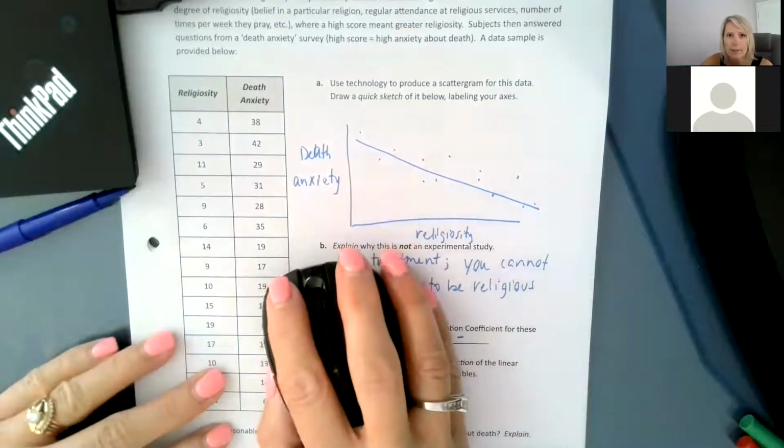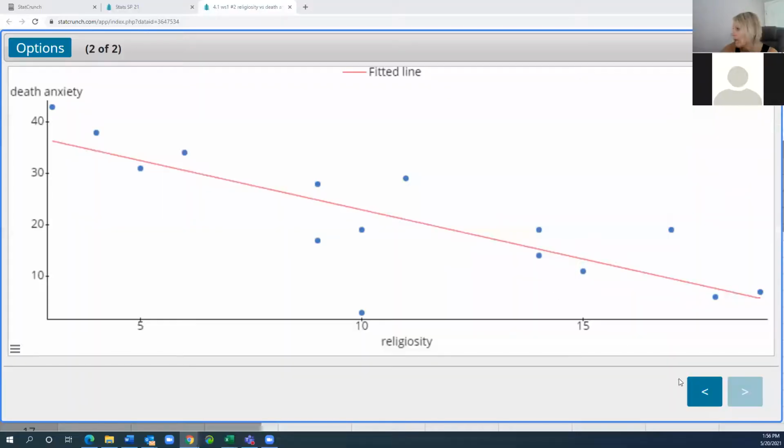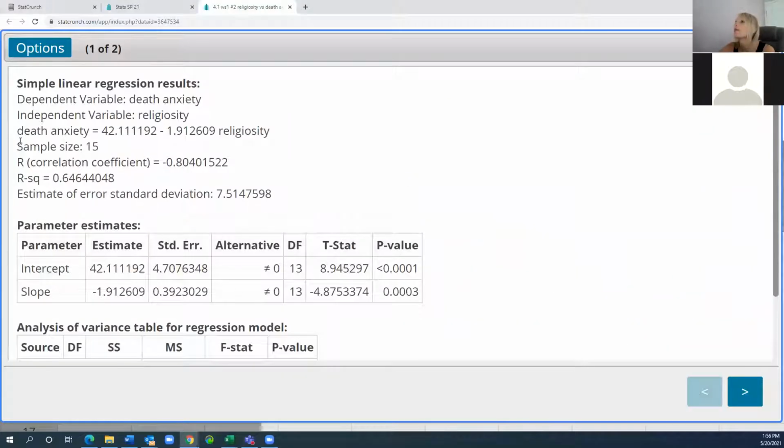So let's sneak a peek back at our StatCrunch and see. I'm going to go back to my first screen. And right here is my correlation coefficient. And by golly, it is a negative 0.804. And part D says describe both the strength and the direction. So it's definitely a negative relationship. And it's a strong negative because it's barely past negative 0.8, right? So it's a strong negative.